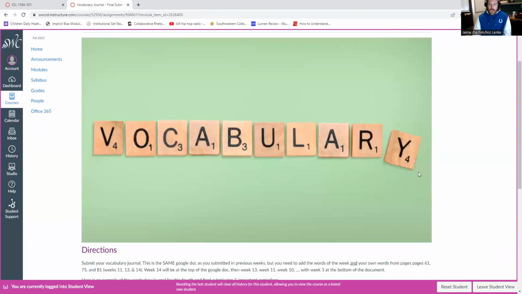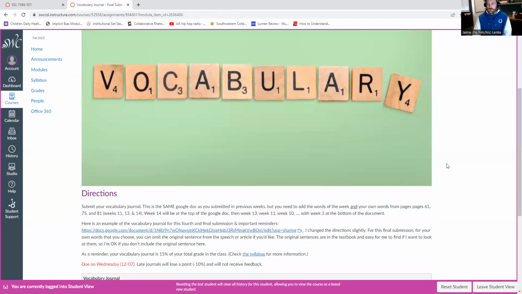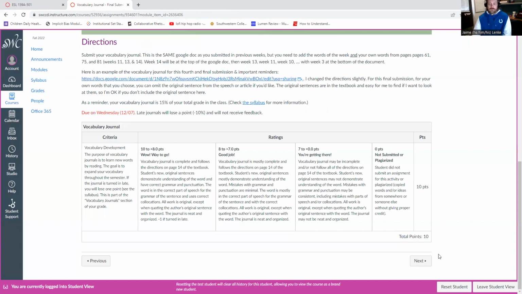Okay, so here's your last vocabulary submission. Just like we've been doing the entire semester, there are some new words for you to work with. You're also going to pick your own words from the articles, and you'll submit them in a Google document. This is the last one. You know what to do.